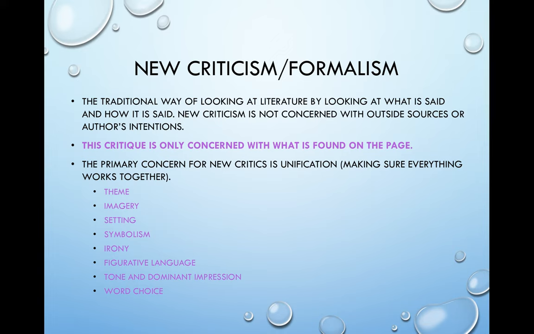So new criticism is really the traditional way of looking at literature. It's what is on the page. So you look at what's said and how it's said, and you're really not worried about anything outside of that. You're not worried about the author. You're not worried about the historical situation. You're only looking at what is on the page. And this is probably what you were doing when you were in high school. It's looking at specifically what is the theme, what is the symbolism, what is the tone on this page. You don't worry about anything else outside of that.